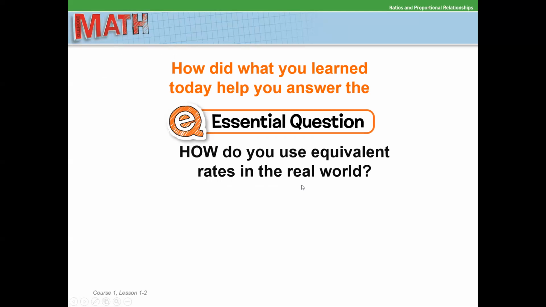How did what you learned today help you answer the essential question? How do you use equivalent rates in the real world? Think about that and we'll talk about it during our lesson later.